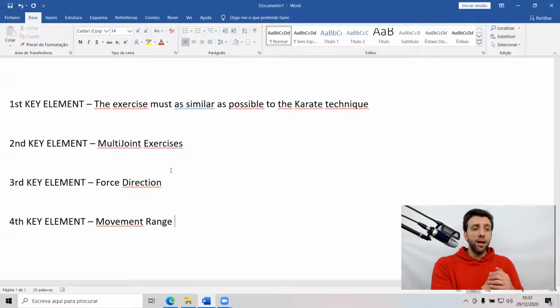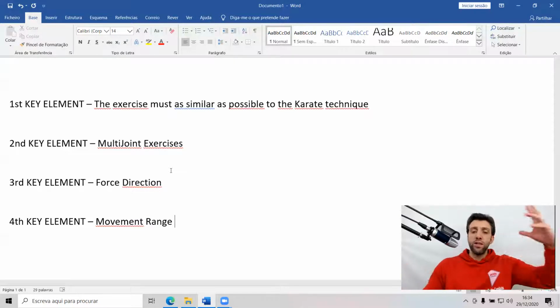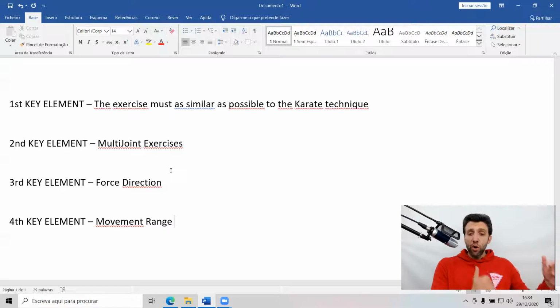If I want my kumite athlete to punch always from here, I need to put him performing exercises, for example, with a cable or a rubber band, from here. Once again, I'm not saying it's not useful to make the full range of motion. It's always important sometimes, but if I really want to reinforce the speed from here, I need to make the exercise from here, with the rubber, with the dumbbell.